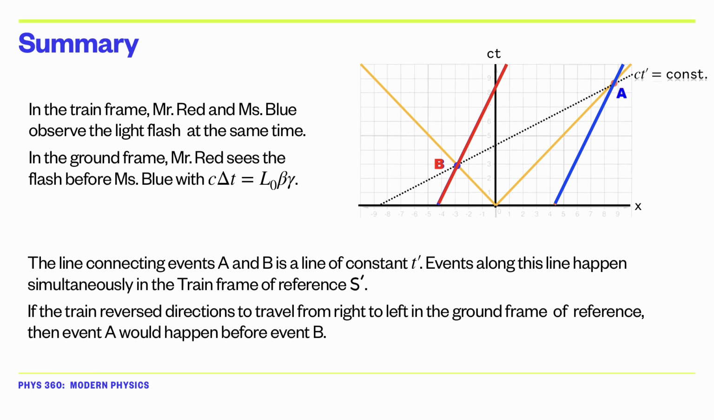The line connecting events A and B is a line of constant t prime. Events along this line happen simultaneously in the train frame of reference S prime. If the train reversed directions to travel from right to left instead of left to right in the ground frame of reference, then event A would happen before event B.